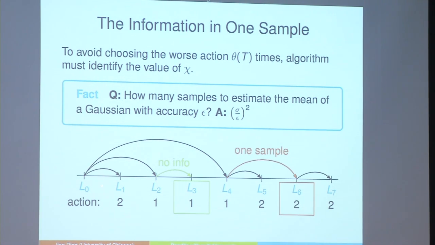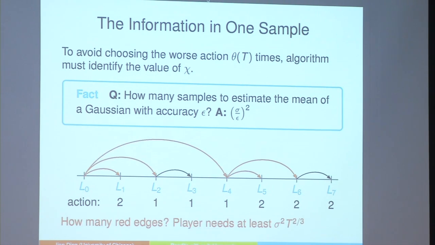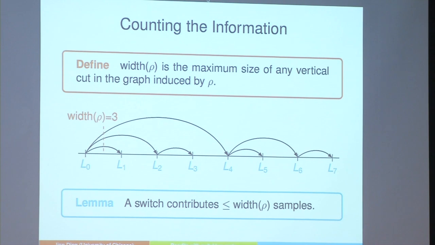You can convince yourself that the total number of effective samplings you'll get is smaller than the number of switches multiplied with the maximum width of this construction. And since the width of the construction is bounded by log of t, the number of samplings you get is bounded by the number of switches times log of t. And this is the key lemma here.